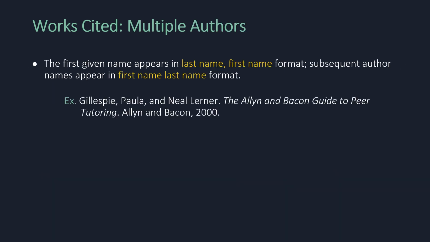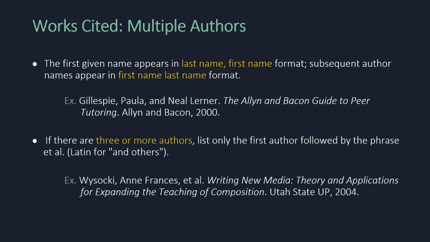For a book with two authors, put the first author's name in the last name, first name format, but do not reverse the second author's name. Use a comma and the word "and" to separate the two authors' names. If there are 3 or more authors, list only the first author, followed by et al.